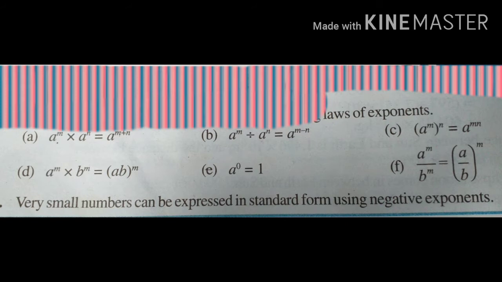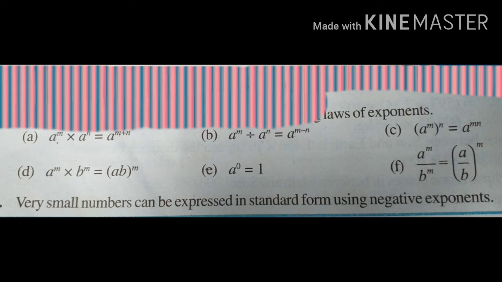Now D, we have a to the power m into b to the power m equals, suppose the base is different, we can multiply the base and power as it is. Clear? And E, we have a to the power 0 is equal to 1. For any number, if the power is 0, the exponent is 0, the value is 1. Clear? Now F, suppose you have a to the power m divided by b to the power m equals, rational numbers you have to write down as it is, a by b whole power m.